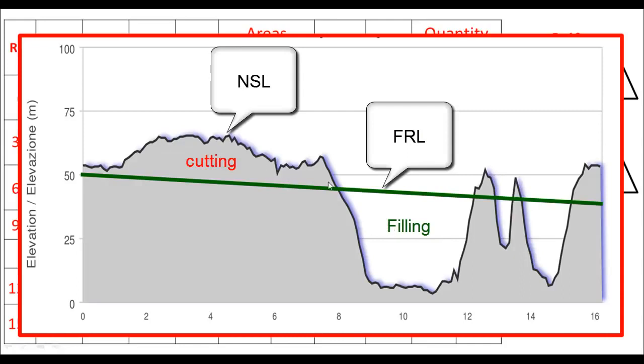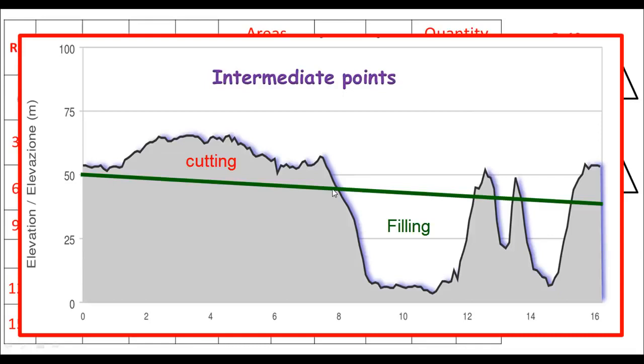From cutting, we are going to filling, which means the sign is changing. We're here, we're there, and there, right? So you can clearly see when we are going from filling to cutting or from cutting to filling, there is a point having no cutting and no filling, right? Having no depth. So this point is known as the intermediate point. This point does not have cutting and filling because the depth is zero, right?